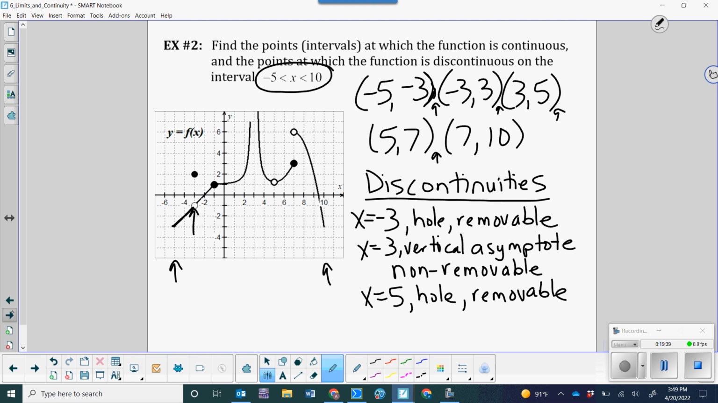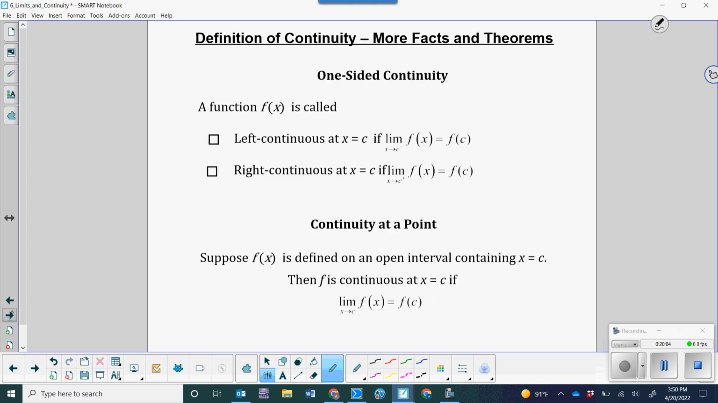And then we also have a discontinuity at x equals 7, which we call a jump discontinuity, and it is also non-removable. So we cannot remove it. The easiest way to remember is holes can be removed. I can fill a hole in. It's a smaller discontinuity. It's not as big of a deal. Still there, still a discontinuity, but it's not as bad.